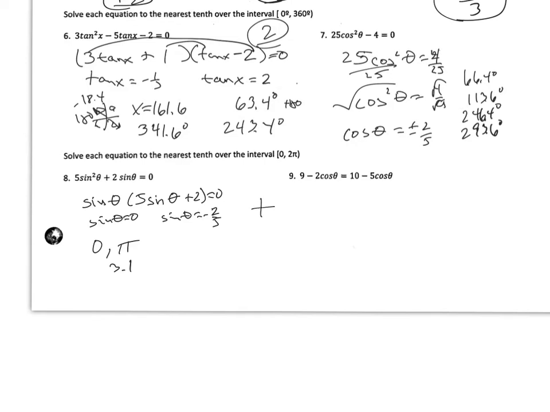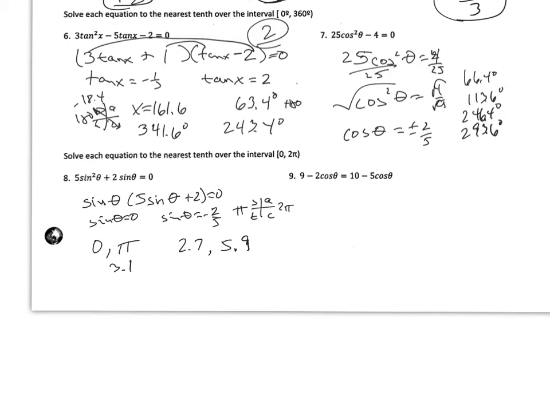Negative 2/5, sine is negative, of course, in the bottom 2 quadrants. So we get 2.7. That's the angle from the calculator, plus pi. Remember, you're using pi here, not 180. And then we have to do 2 pi minus the angle from the calculator, and we get 5.9. Radians have no units, no symbol.